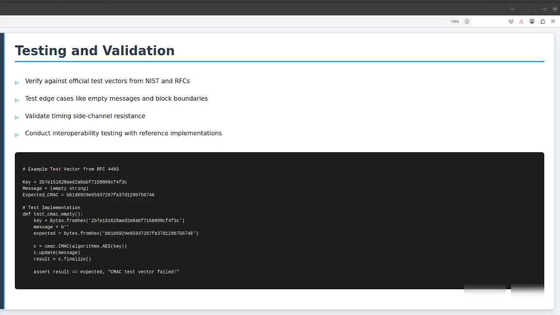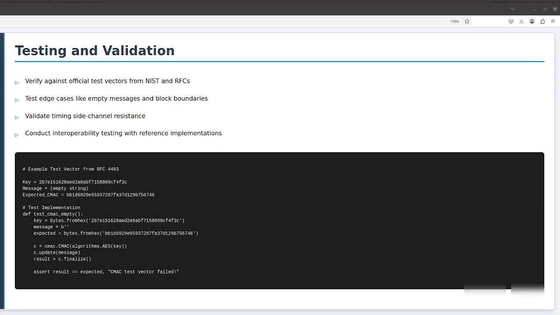Security testing goes beyond functional correctness. Test for timing side channels by measuring verification time for correct and incorrect tags. The time should be identical. Test that key material is properly cleared from memory after use. Use memory analysis tools to verify no key material remains in freed memory. Test error handling and ensure error messages do not leak sensitive information.